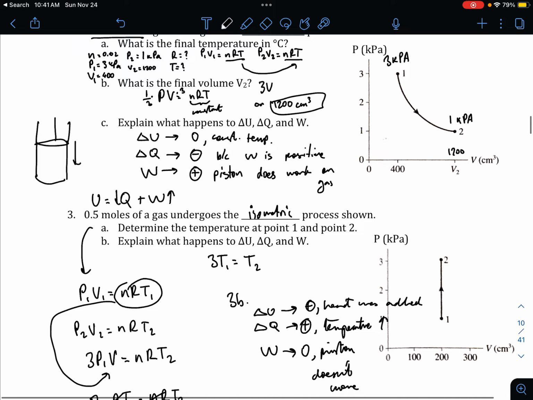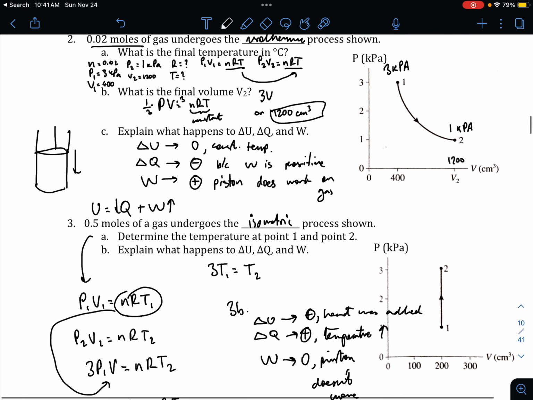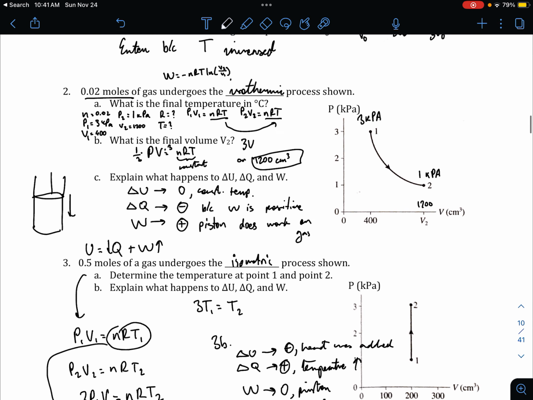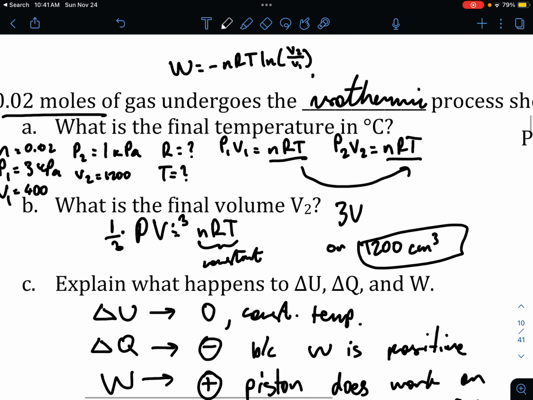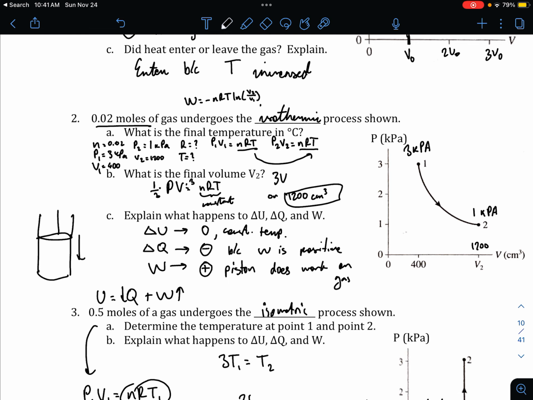So I'll think more about 3A and 2A and figure out how to do those. This problem, if you had R, you could do it. Without R, I don't think you can do it.